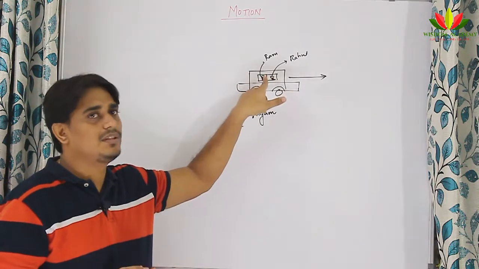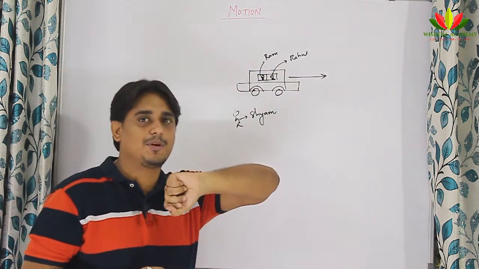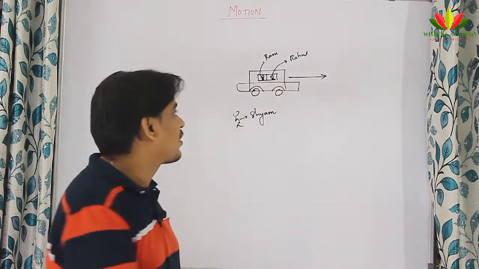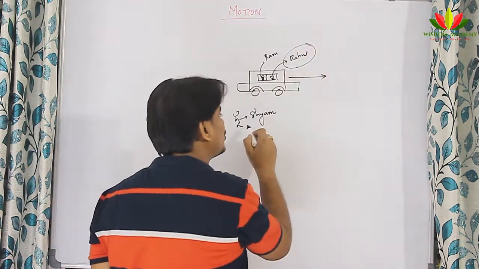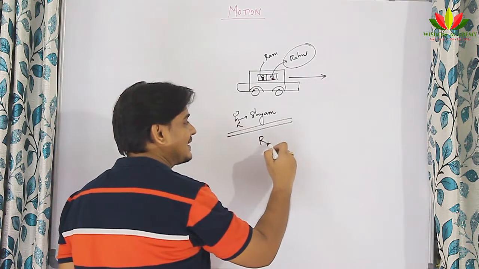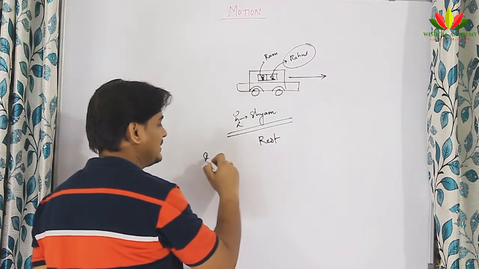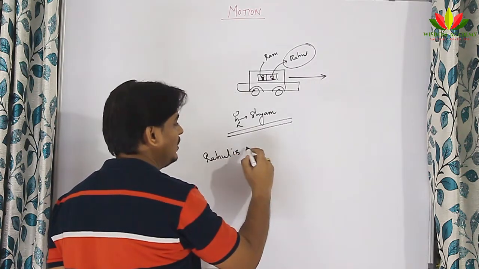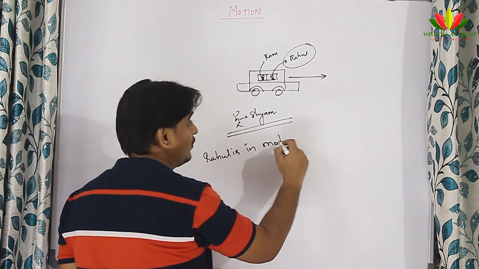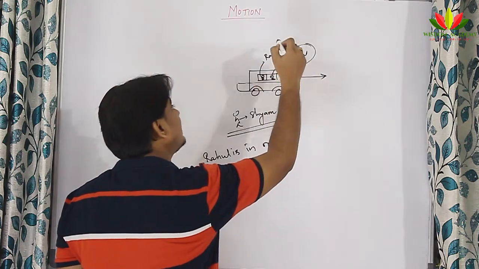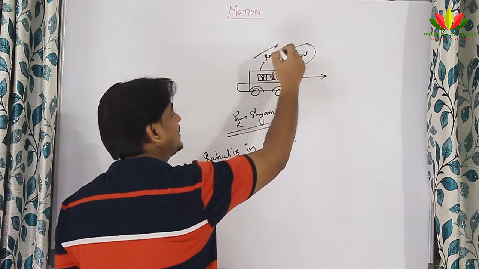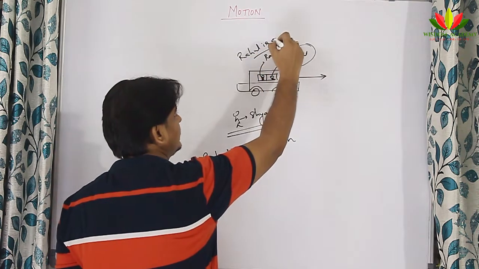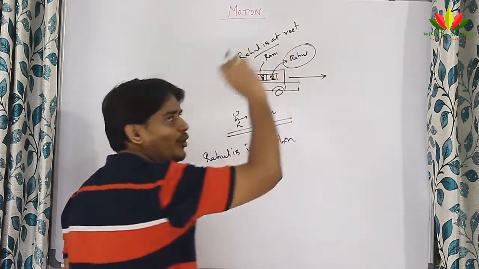But if you see Ram, for him, Rahul is not moving, because Ram is seeing Rahul sitting in front of him, and he is not moving. So Rahul, with respect to Ram, is at rest. So who is at rest? Rahul is in motion with respect to Shyam, and Rahul is at rest with respect to Ram. I hope you are understanding what I am trying to say.